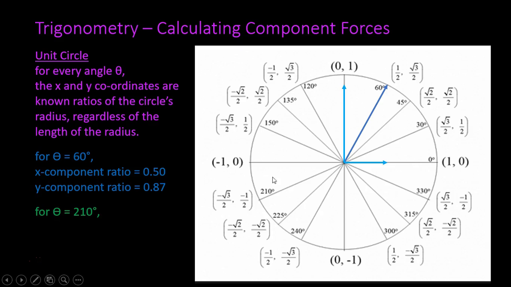If theta is 210 degrees, we'll go ahead and draw in our total force vector at 210 degrees, and again that's measured counterclockwise from the positive x-axis. And we'll draw our X and Y component forces. We can see here, if we go to the unit circle, the X component is a ratio of negative square root of 3 divided by 2, and the Y component force is a ratio of negative 1/2. If we convert those into decimal format, the X component ratio is negative 0.87 and the Y component ratio is negative 0.5.